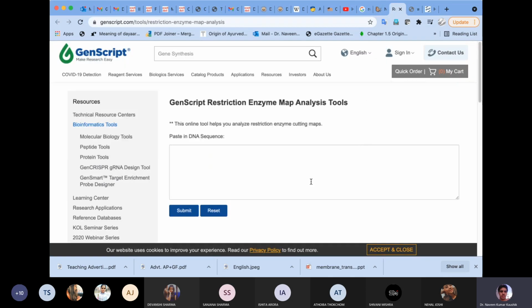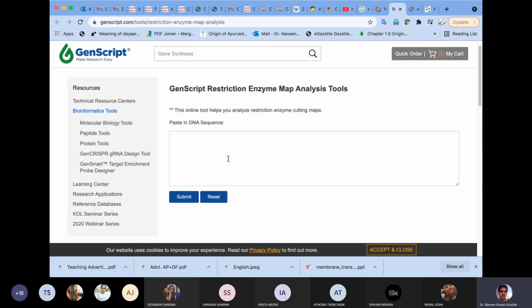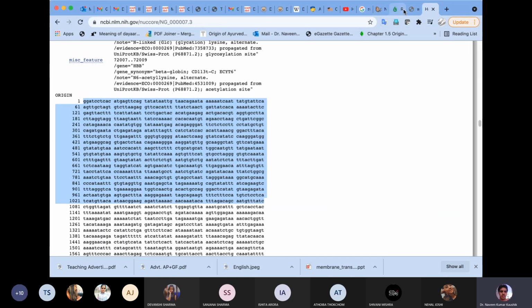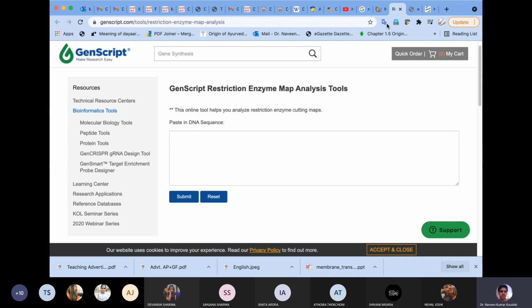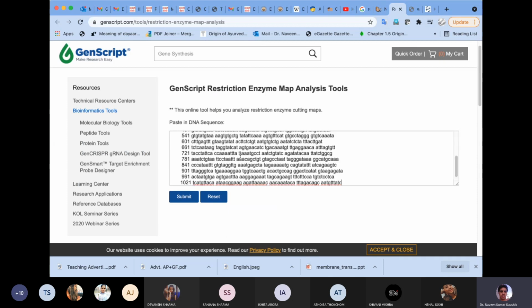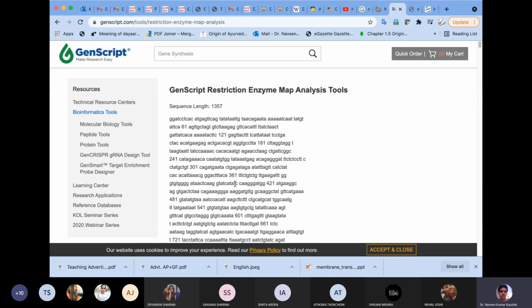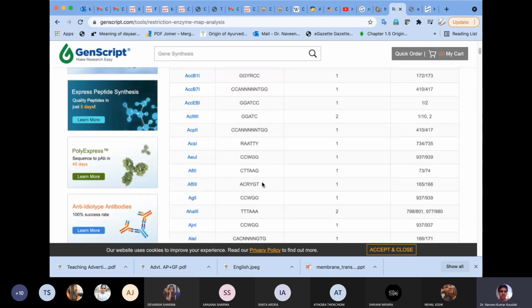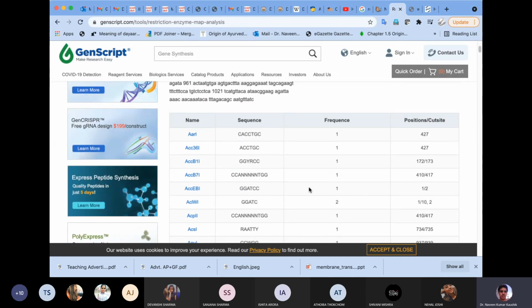And similarly, another tool is there that's called GenScript. GenScript also lets you study this. You have to do a simple thing as we have done earlier. Just copy your sequence, paste it in the next tool, that is GenScript, and submit. Okay, so it's submitted, and now you can see where the sites are.